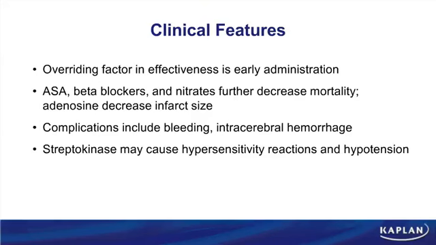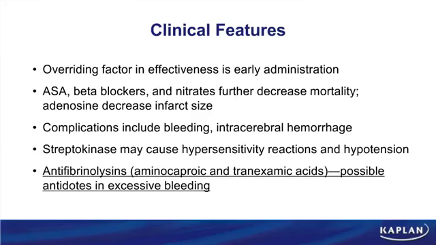How do you stop the actions of these drugs? With anti-fibrinolysin drugs like aminocaproic and tranexamic acids. These are possible antidotes in excessive bleeding, and the way that they're going to work is they're going to stop the conversion of plasminogen to plasmin.